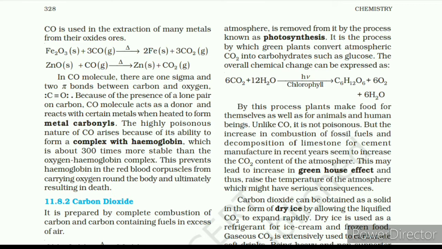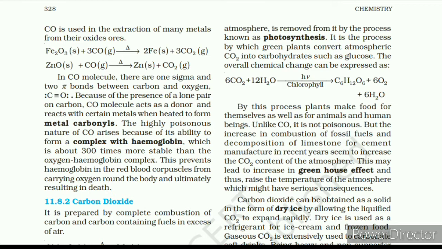11.8.2 Carbon dioxide. It is prepared by complete combustion of carbon and carbon-containing fuels in excess of air. In the laboratory, it is conveniently prepared by the action of dilute HCl on calcium carbonate. On a commercial scale, it is obtained by heating limestone. It is a colorless and odorless gas.